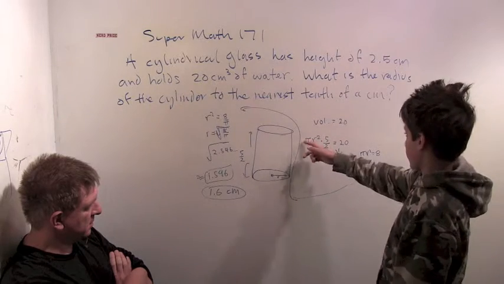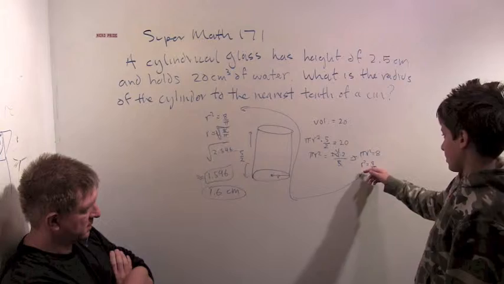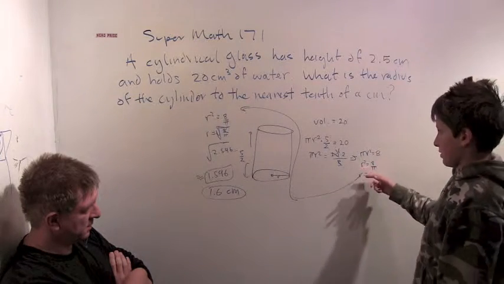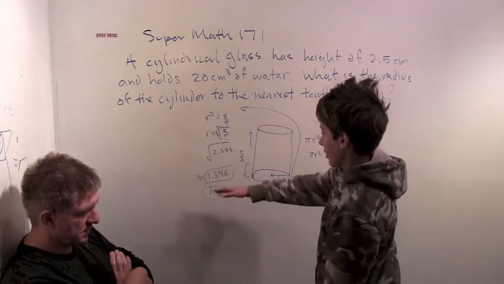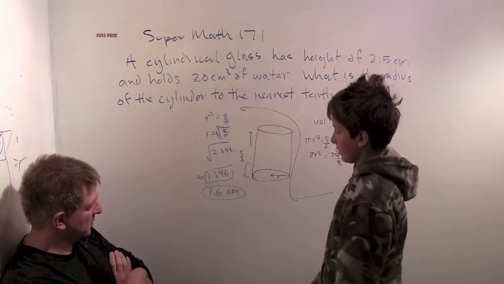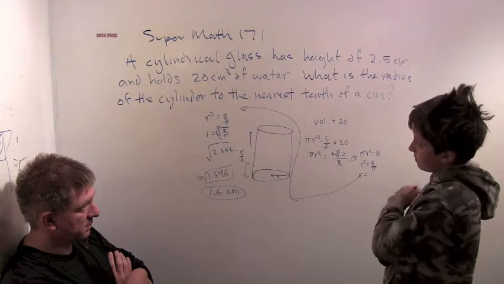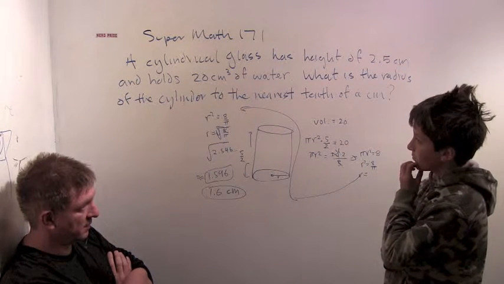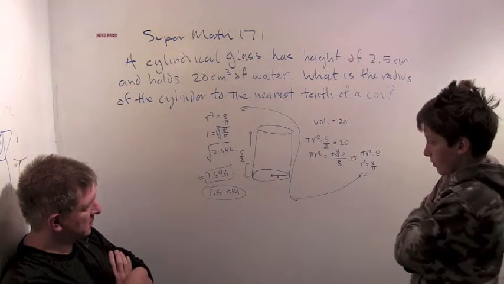Multiply by 2/5 on both sides. Pi r squared is 8. And then it's 8 over pi, and then with the help of the calculator, we can simplify that a little. Anything else? Not really. This is a pretty straightforward problem.